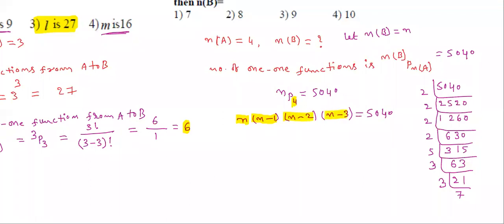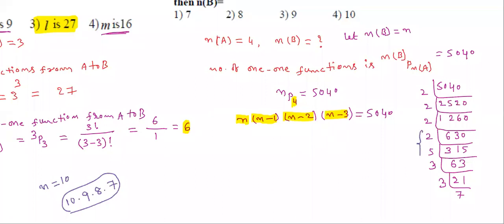In place of n, take, suppose, 10. Then what do we get? 10, 10 minus 1 is 9, 10 minus 2 is 8, 10 minus 3 is 7. See here, these are consecutive numbers, but in decreasing order. So 5040 we can write in the same way.